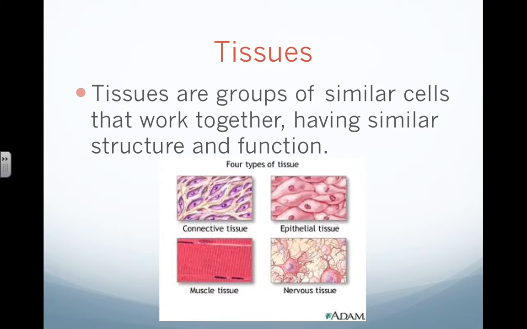So tissues are groups of similar cells that work together. So they have similar structure and function. Okay. So what are structures and functions? Well, how do they obtain energy? That's a type of function and structure. Okay. So the four types of tissues that we're going to see are connective tissues, muscle tissues, nervous tissues, and epithelial tissues.